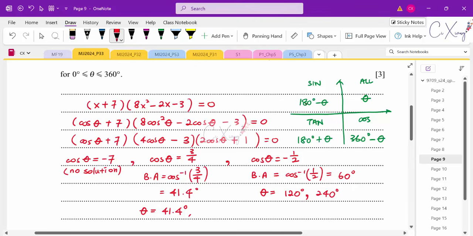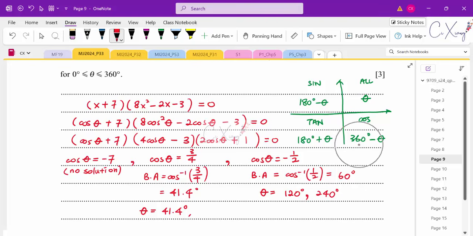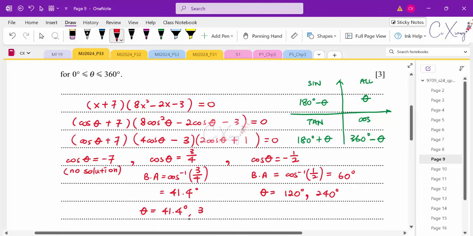Second quadrant, cos is negative, I don't want the answer. Third quadrant, cos is negative, I also don't want the answer. Fourth quadrant, cos is positive again, so I want the answer from this part. To get the answer from this part, you take 360 minus the basic angle. So by right, you're having 318.6. Okay, so we'll stop here because it is stated that the range is from 0 until 360. That means I have gone through one round for these two equations.